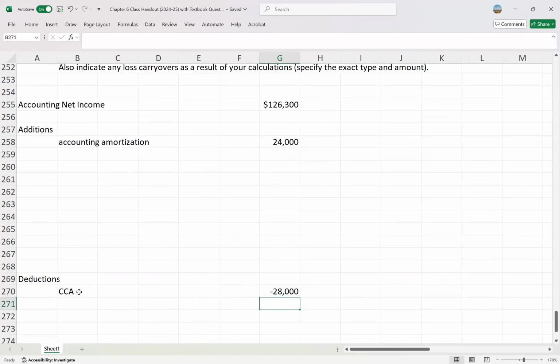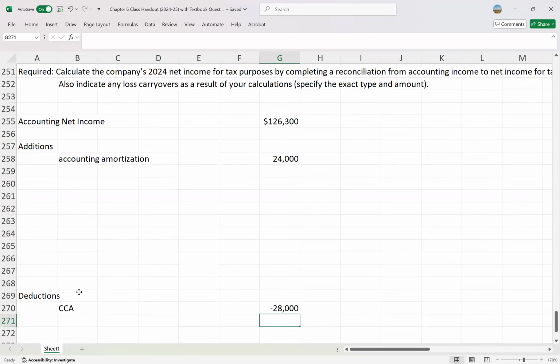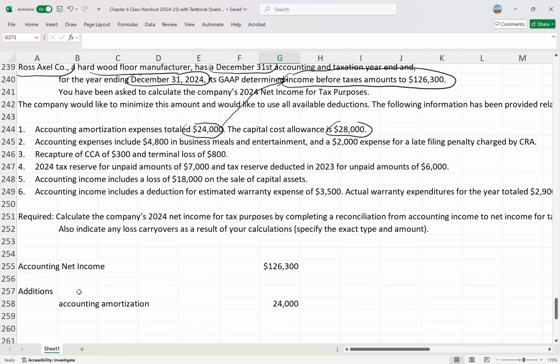Now, once again, in this question, they've already calculated the CCA for us, but of course, the accountant would have had to figure that $28,000 amount out. So that's the first one. That's fairly easy. And then we get to item number 2.